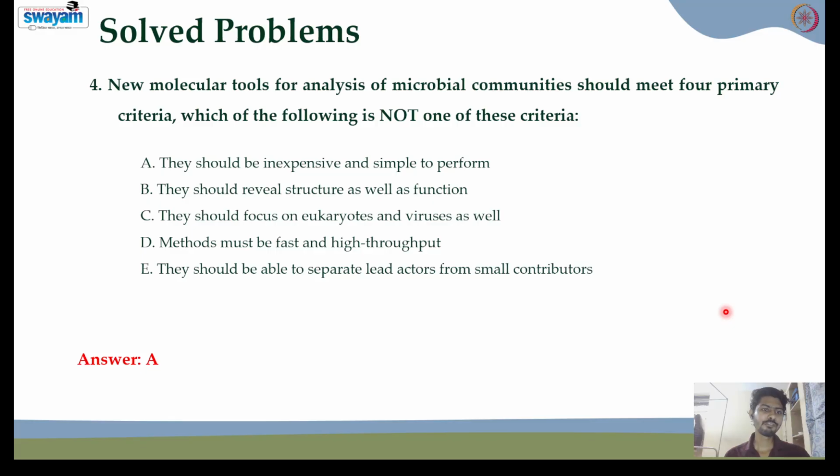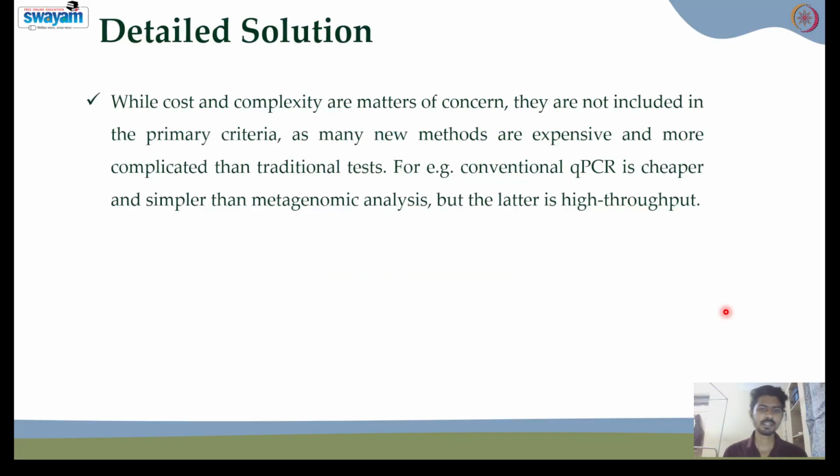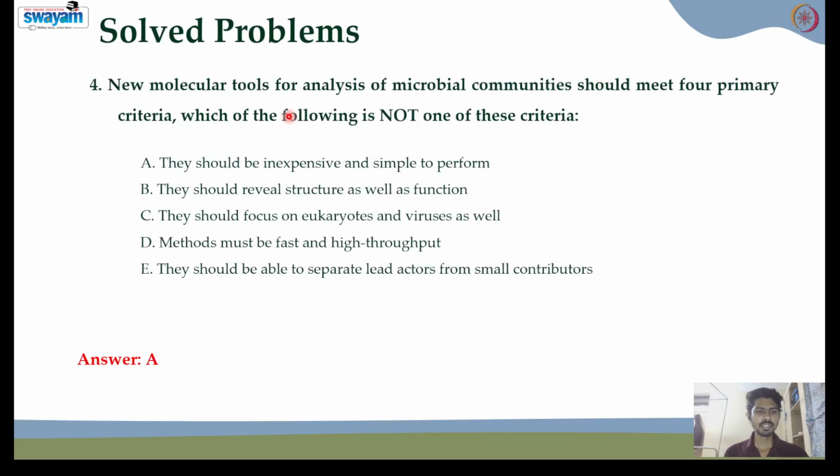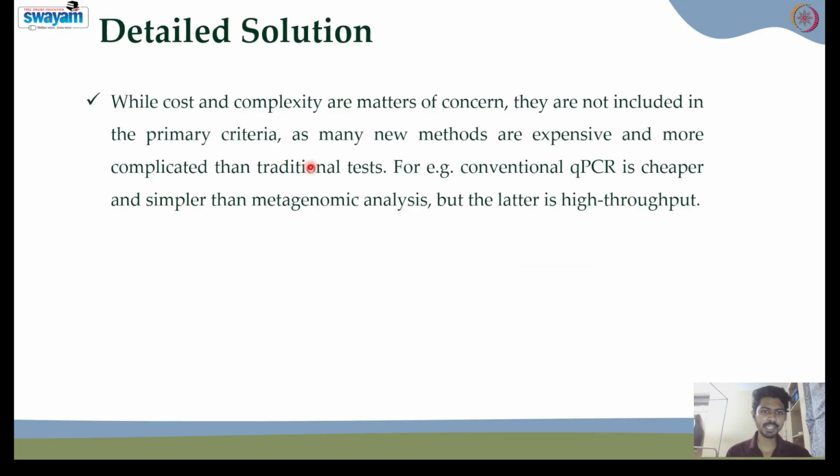If you have gone through the week 4 lecture, the professor has discussed the main criteria for developing any new molecular tools. He has given four important primary criteria, and we will discuss those. So first we will see the detailed solution. Cost and complexity, this option is also an important criterion, but it is not included in the primary criteria, because these high-end molecular tools are more often expensive and more complicated than the traditional test.